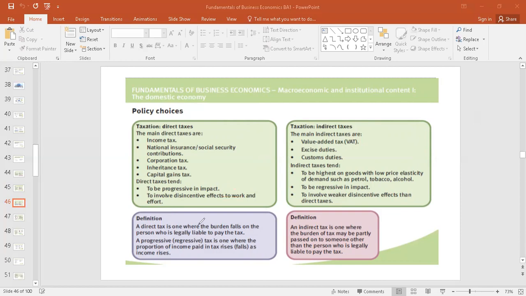A direct tax is one where the burden falls on the person who's legally liable to pay the tax. A progressive tax is one where the proportion of income paid in taxes rises as income rises. So that is a direct tax: whoever is legally liable to pay the tax because of the increase in income, it's called a direct tax.